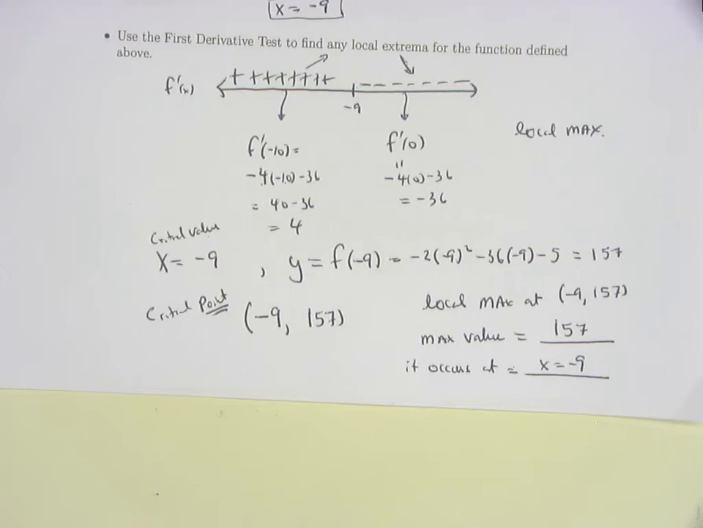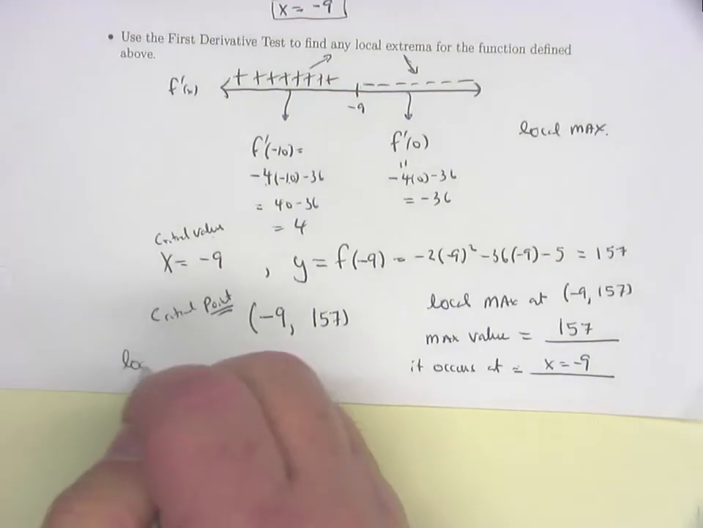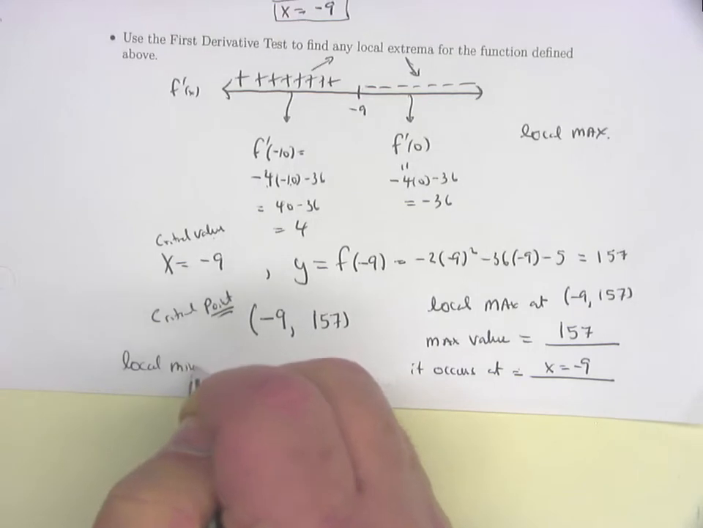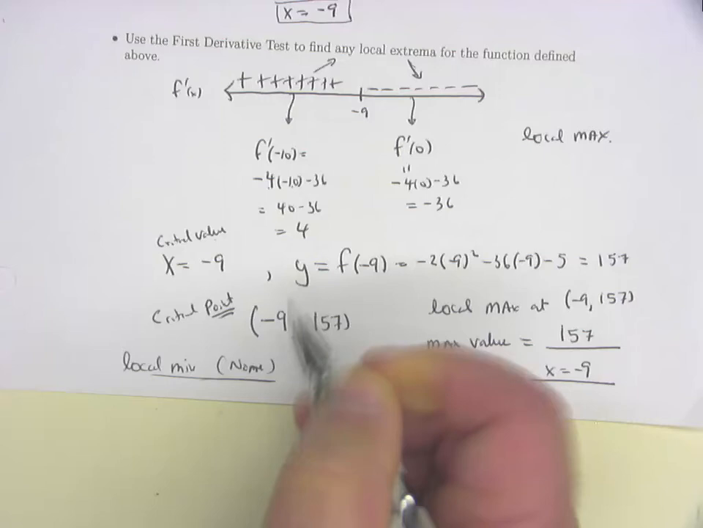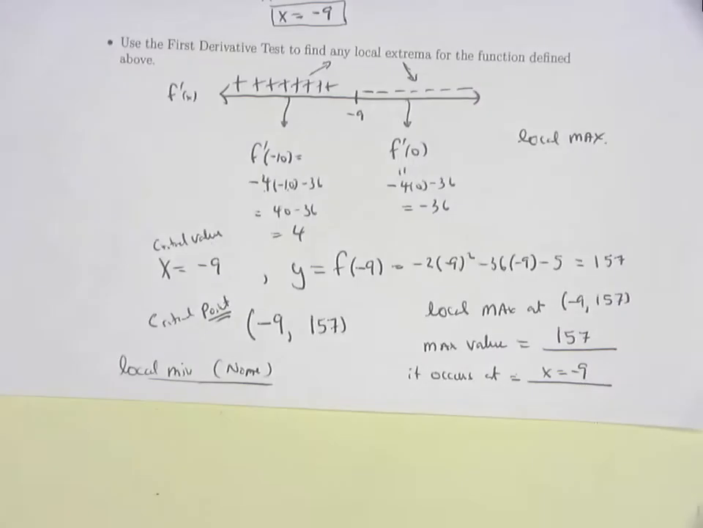Does that make sense? And in terms of local minimums, the answer would be none. There are no local minimums. We only had one critical point, and it's a max point. Does that make sense?